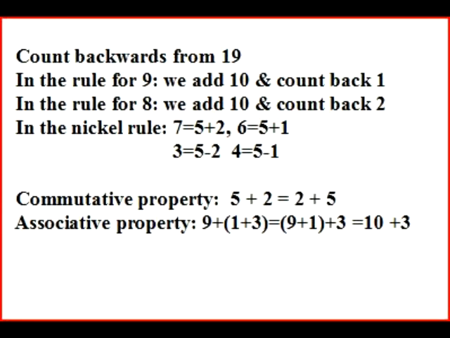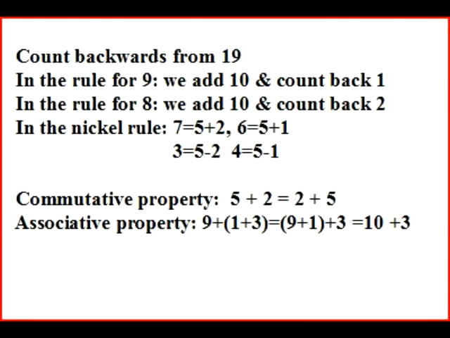In summary, after the child has learned to add, you want them to be able to summarize the learning process by repeating the following. Count backwards from 19. In the rule for 9, we add 10 and count back 1. In the rule for 8, we add 10 and count back 2. In the nickel rule, 7 equals 5 plus 2, 6 equals 5 plus 1, 4 equals 5 take away 1, and 3 equals 5 take away 2.